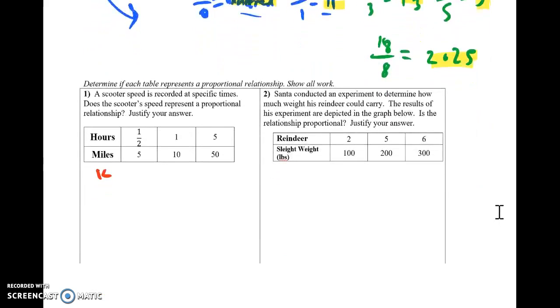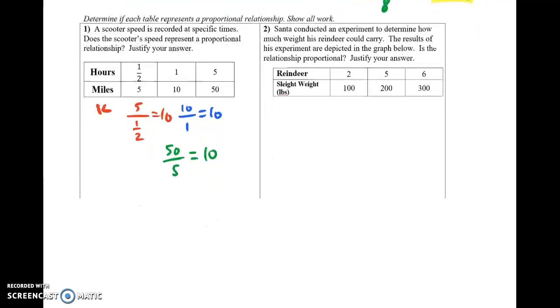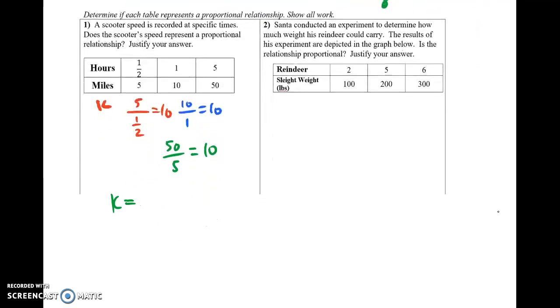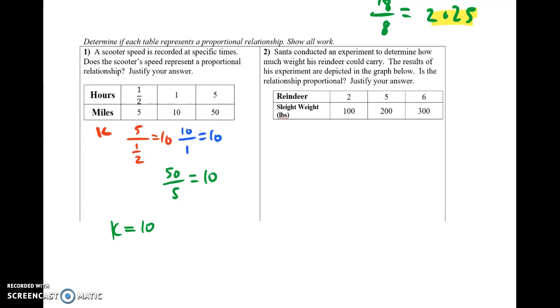So, k. This one's going to be 5 over 1/2. That is 10. The next one we have 10 over 1. That's 10. And for the last one, we have 50 over 5, which is 10. So they're all the same. Therefore, k equals 10, and the constant of proportionality is 10, and this table is proportional. The reason would be because all y over x is the same.